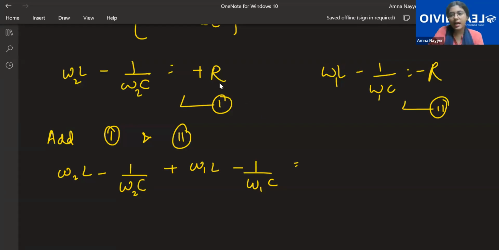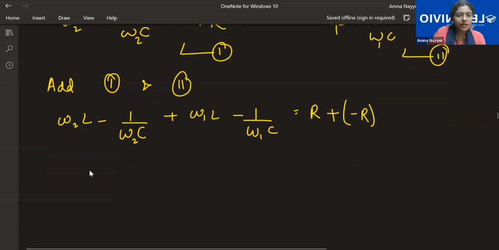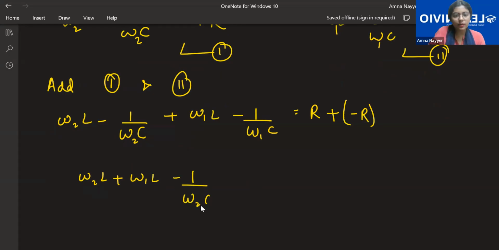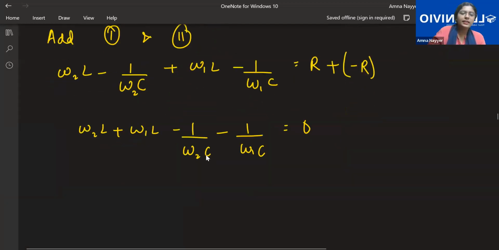Is equal to this R plus this minus R. Will we get this when we equate both the sides? So I'm just writing things together: omega 2L minus omega 1L, and from here minus 1 by omega 2C, from this side minus 1 by omega 1C. Can you tell me what it is equal to? 0, because they'll get cancelled.